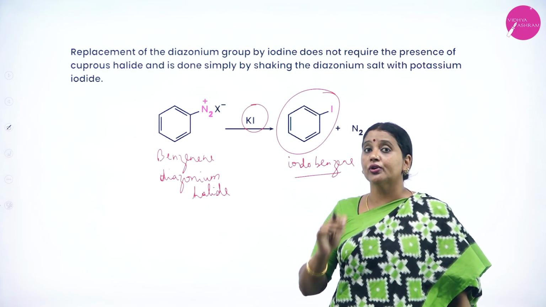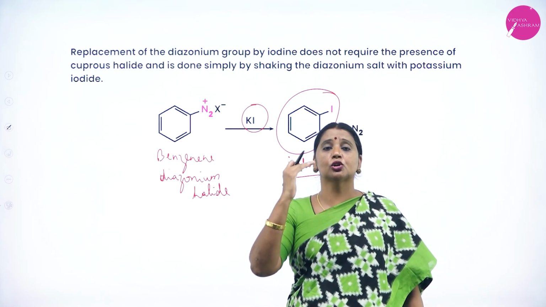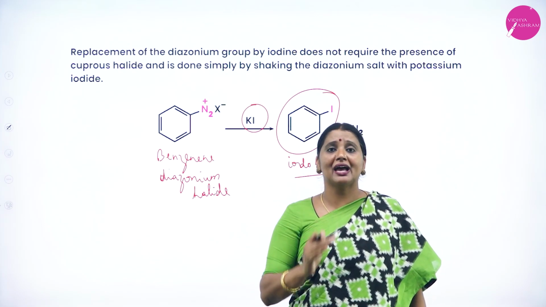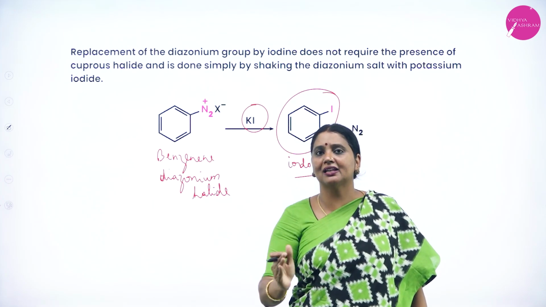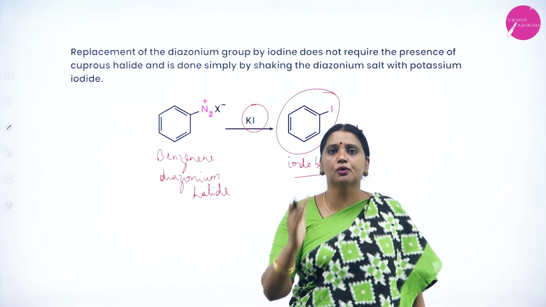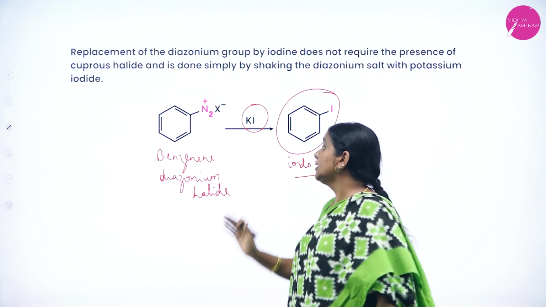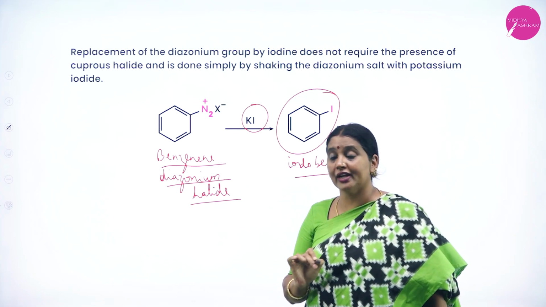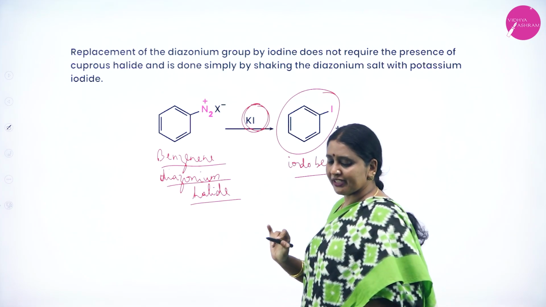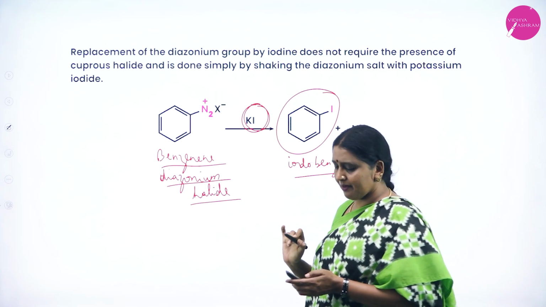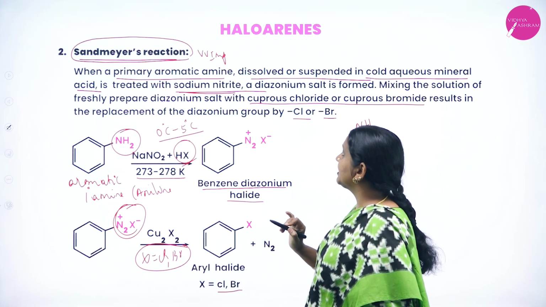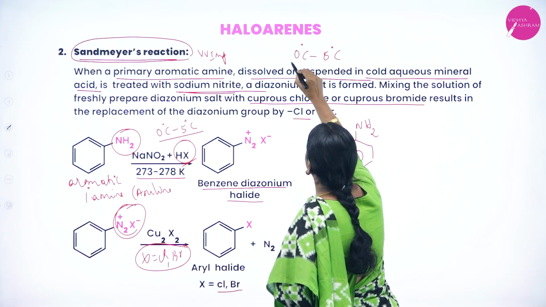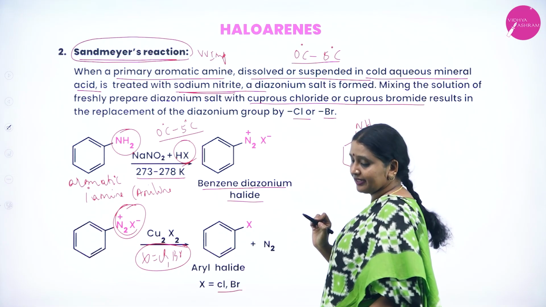Potassium iodide. How can you prepare chlorobenzene and bromobenzene? Chlorobenzene and bromobenzene are prepared by treating benzene diazonium halide with cuprous chloride or cuprous bromide. But iodobenzene cannot be obtained by heating benzene diazonium halide with cuprous iodide. It can be obtained by heating with potassium iodide. And the very important thing is, in Sandmeyer's, the temperature required is 0 degree to 5 degree centigrade.